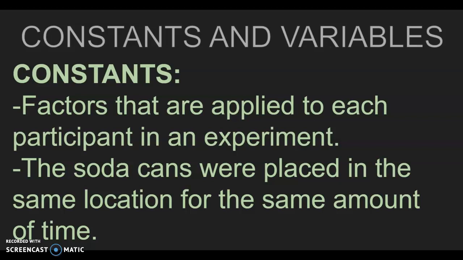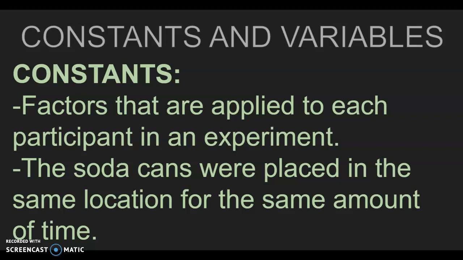What we'll do with these is we'll put in a little quick definition and then the example from the pretest. So constants are defined as factors that are applied to each participant or each group in an experiment. A word that a lot of people like to use when you're talking about a constant in an experiment is the word same. So this is some type of condition. It could be lighting, it could be location, it could be temperature, but it's some type of factor that every participant, every person, every group will receive in the experiment.